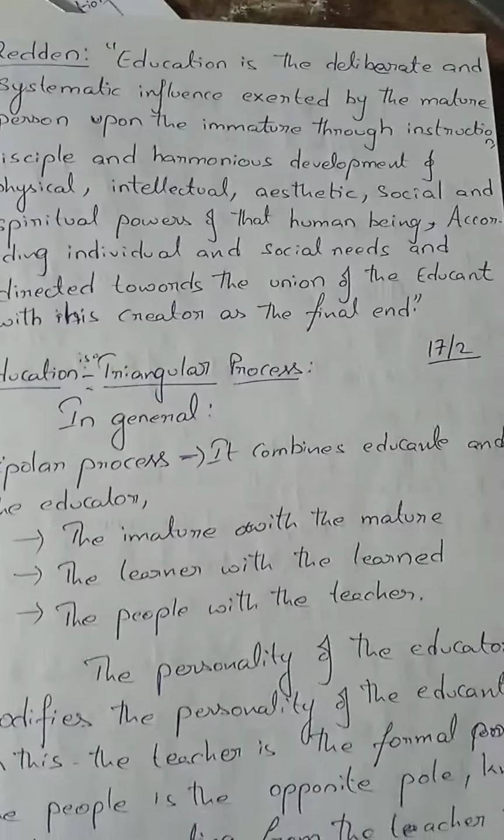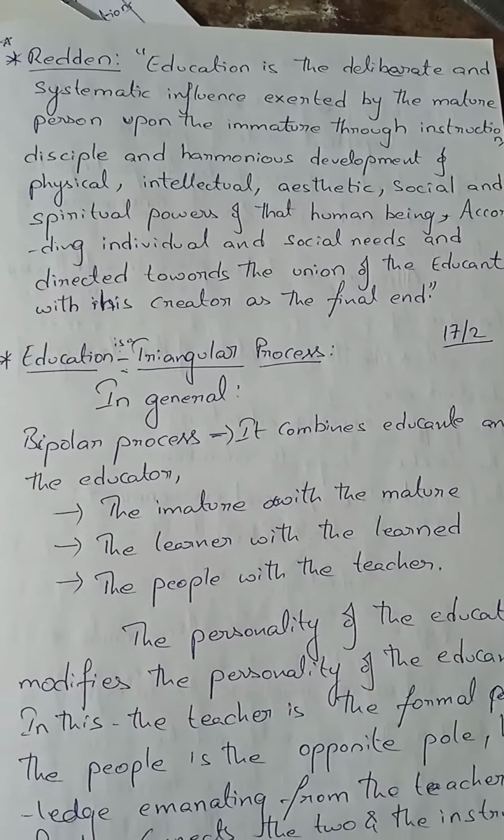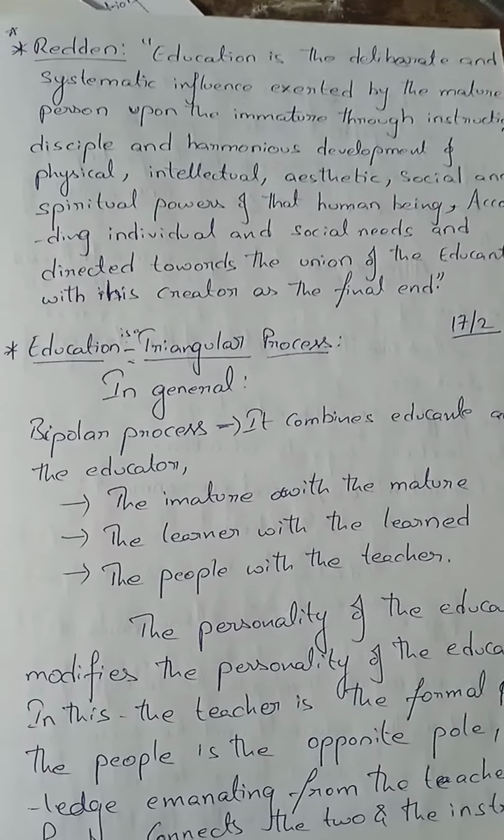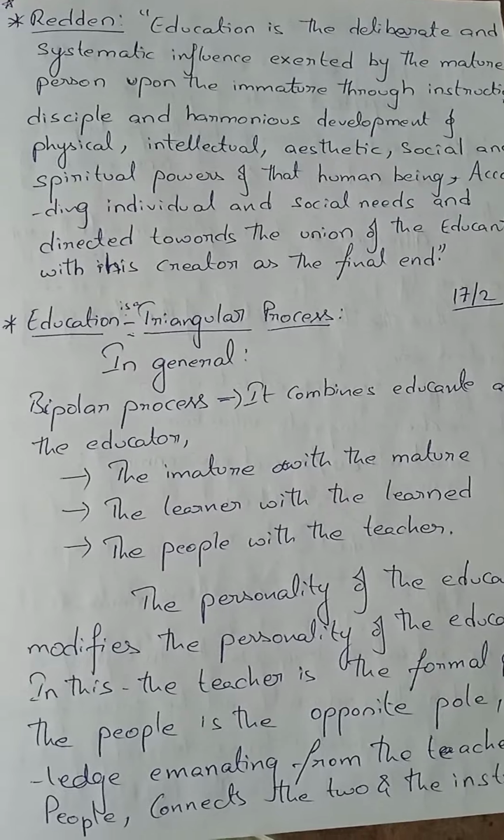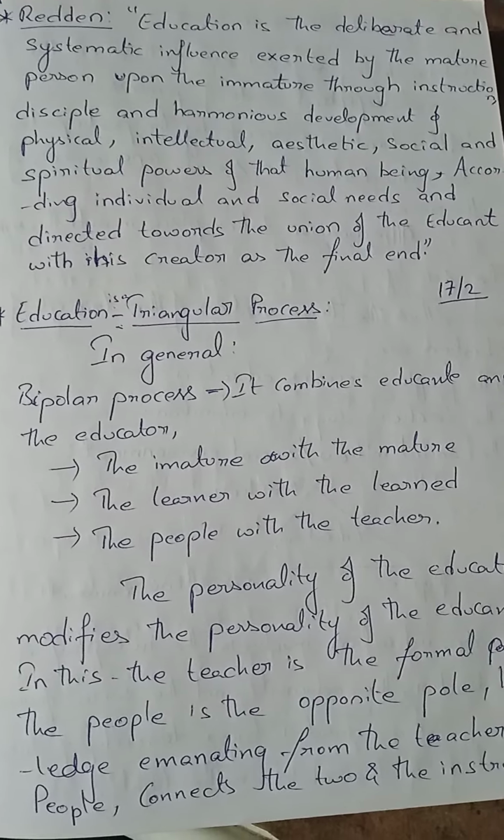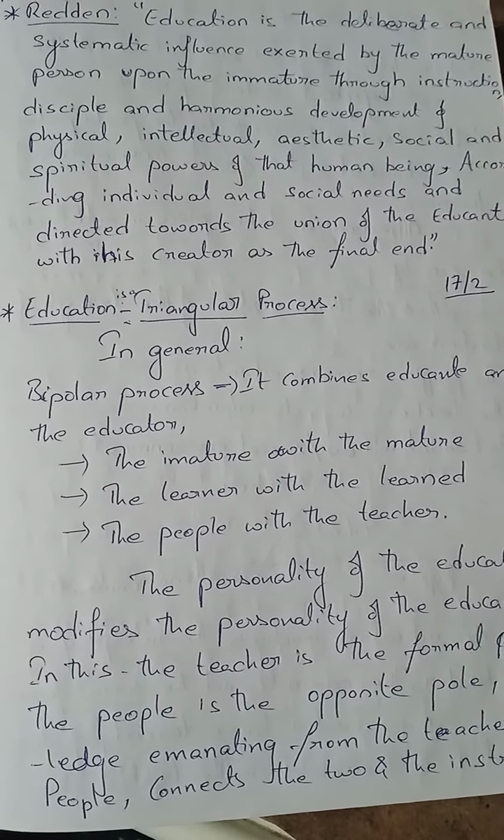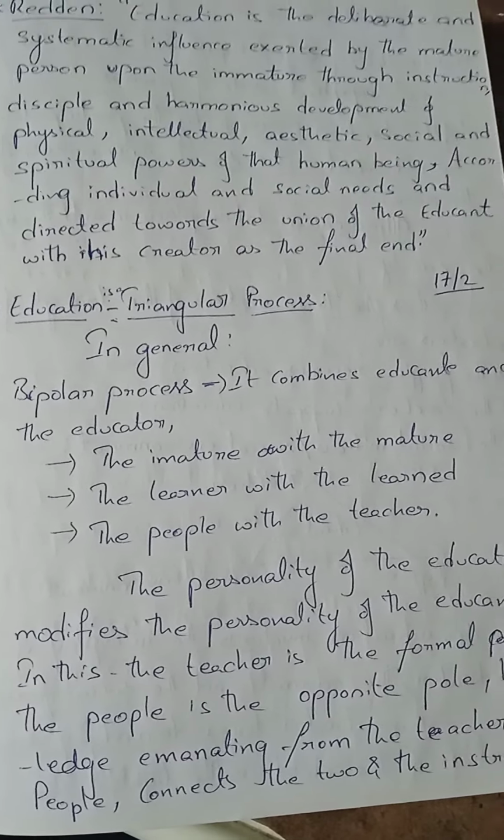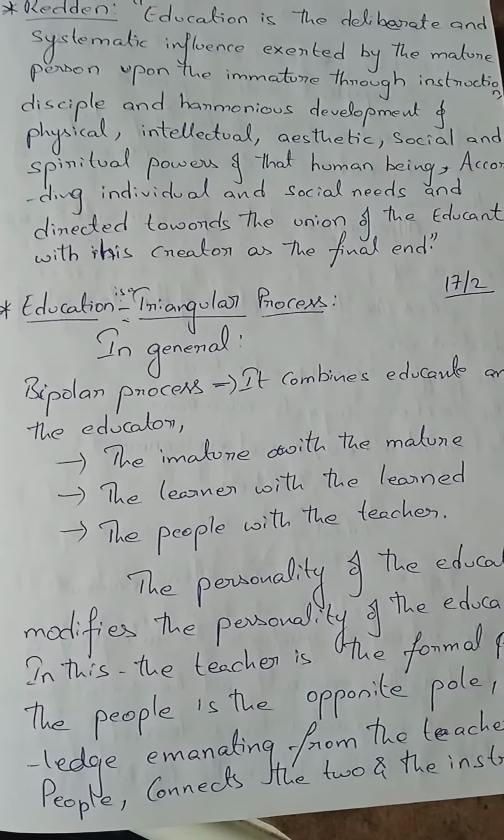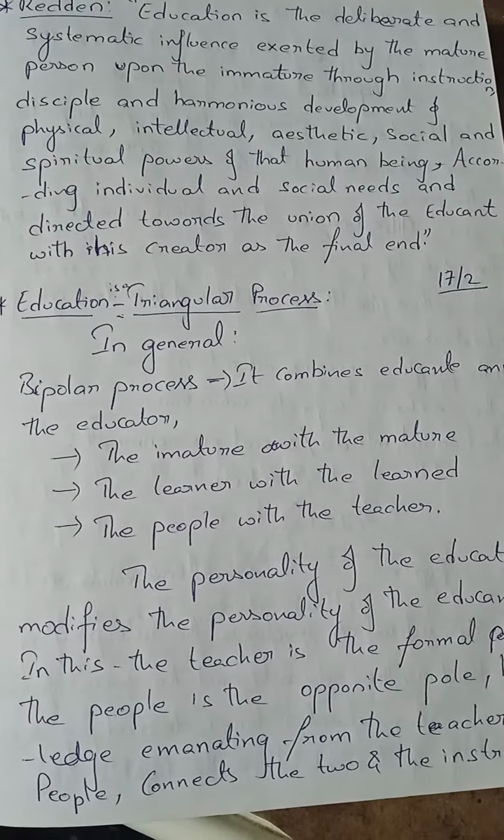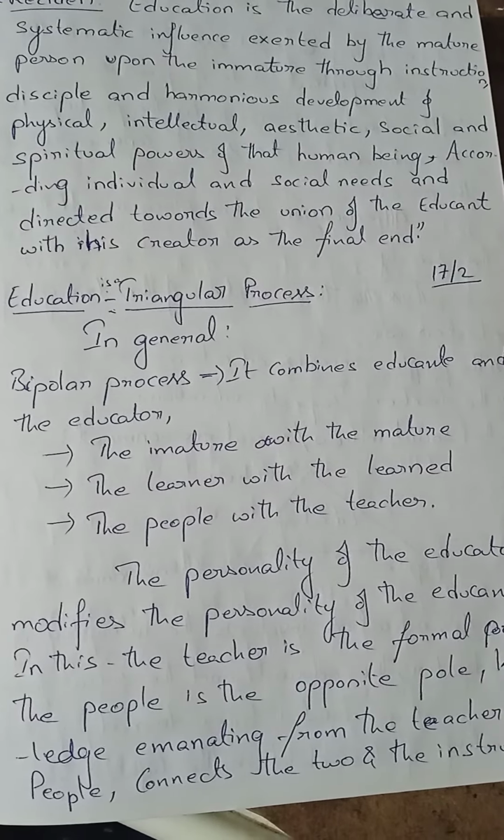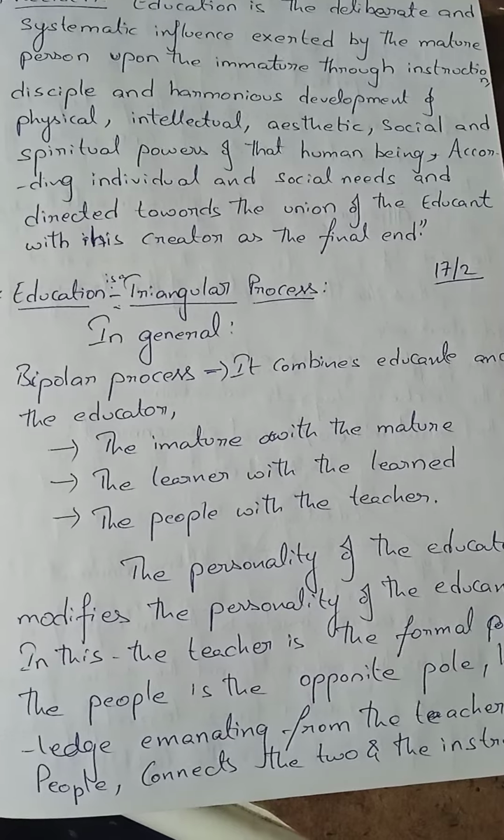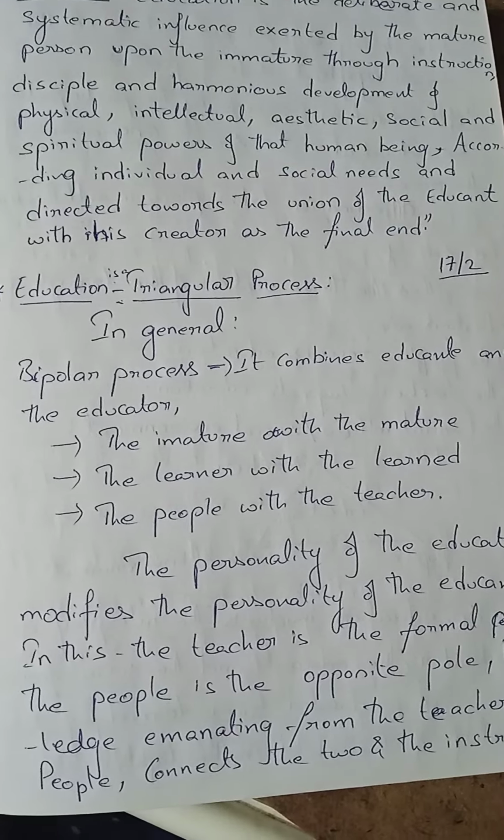According to Redden, education is a deliberate and systematic influence exerted by the mature person upon the immature through instruction, discipline, and harmonious development of physical, intellectual, aesthetic, social, and spiritual power of that human being, according to individual and social needs, and directed toward the union of the educand with his creator as the final end.